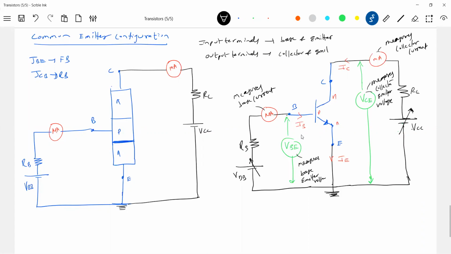Which is common? The emitter is common, no? Therefore it's called a common emitter configuration. The emitter is common for both the base emitter and collector emitter sides. Therefore it's called the common emitter. And this is called the input section. The audio signal which has to be amplified, I'm going to supply here in this region. And the output signal which I get, I'm going to collect from here. So this is called the input and this is called the output section.